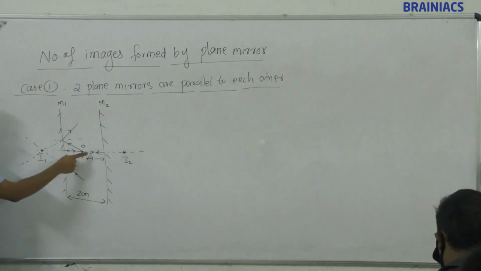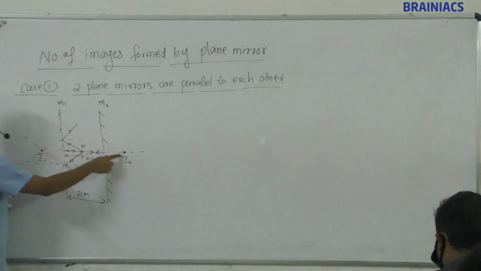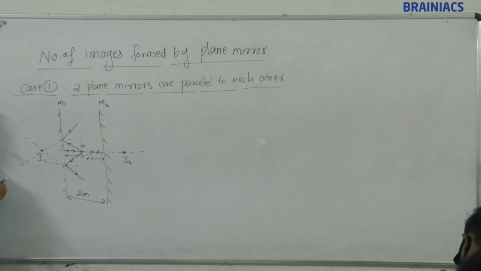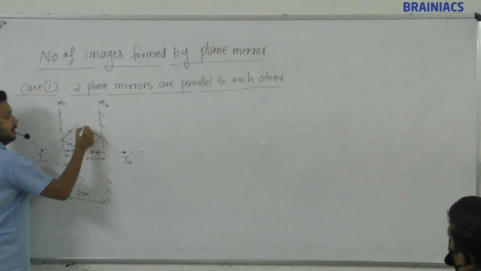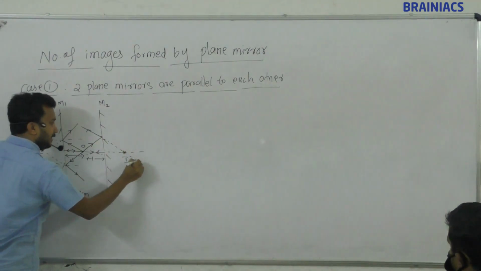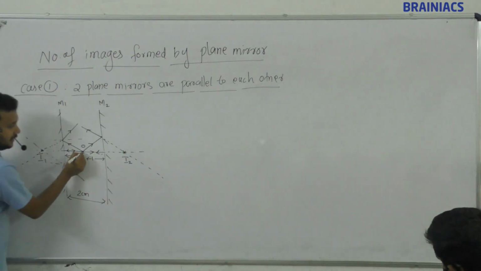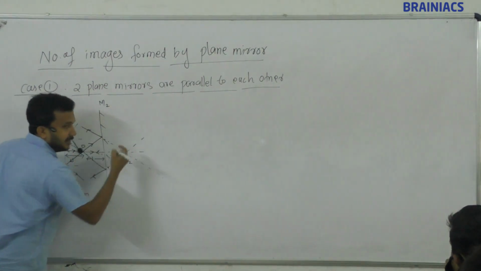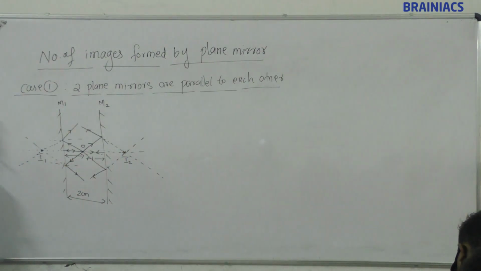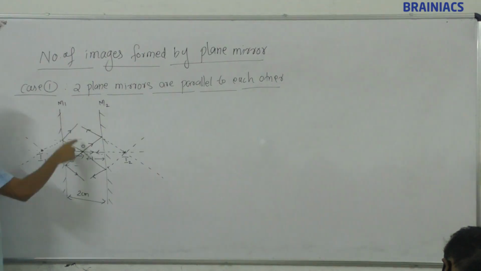Okay, so I'll continue. Now for M2. I know the image is already here, but I want to confirm that. For that, what should I do? There is an incident ray and a reflected ray. Extending the reflected ray, it meets at I2. Similarly, incident ray and reflected ray, and the extended reflected ray meets at I2. Incident ray, reflected ray, incident ray, reflected ray.